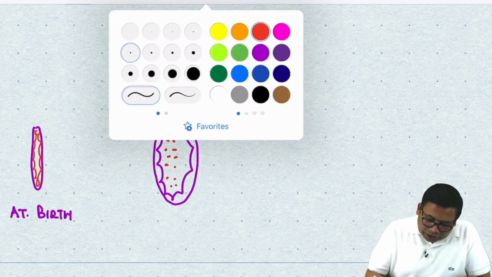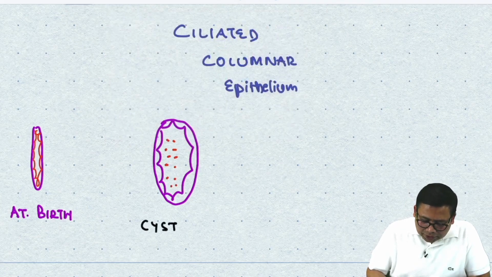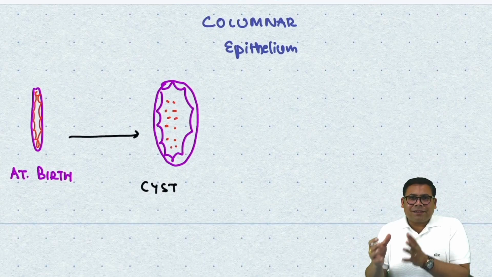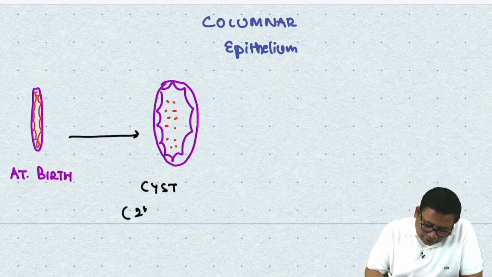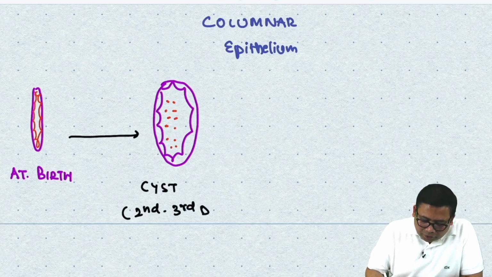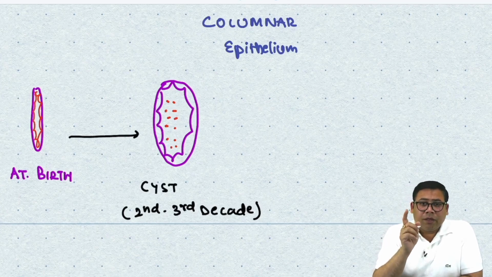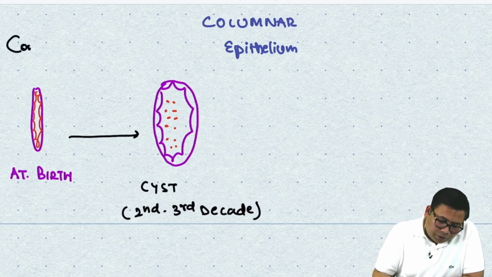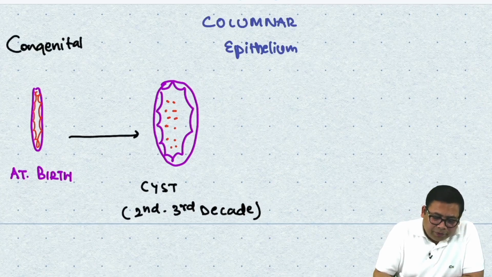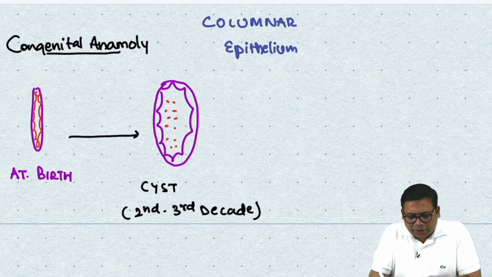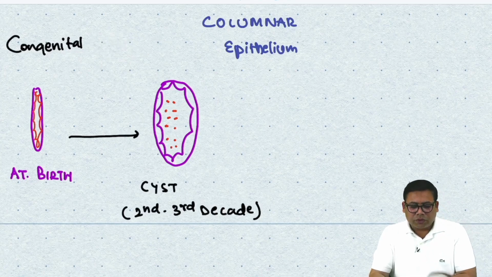So do you know that the transformation into a cyst happens during the, you can say, the process of evolution, and the complete cystic enlargement happens by the second or by the third decade. So remember, the thyroglossal duct cyst is a congenital anomaly. So first of all you have to understand that this is a congenital anomaly which is present at the time of birth, but the cystic transformation actually happens at the time of what? At the time of the second decade, or you can say the third decade of life also. So this is what is very important.